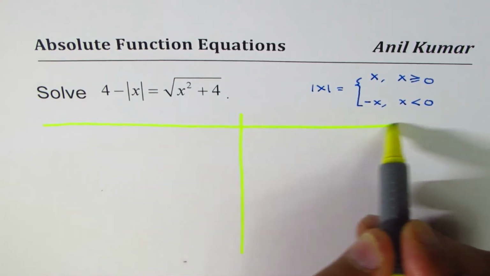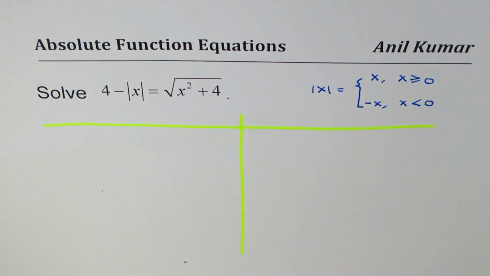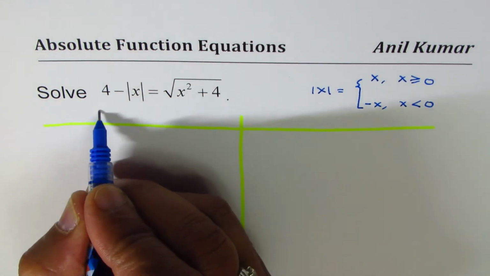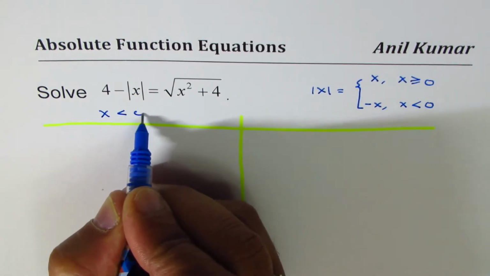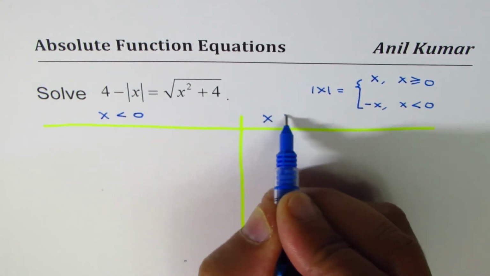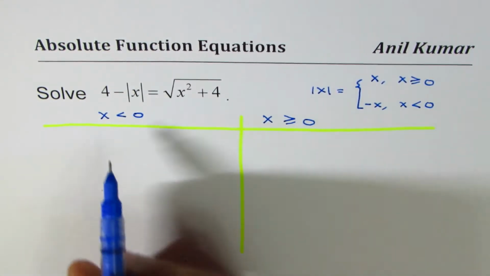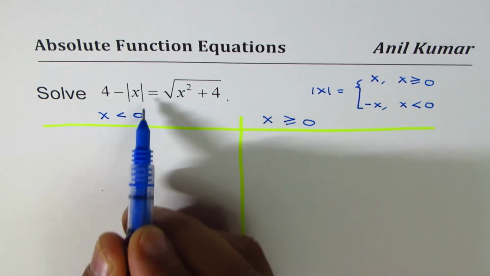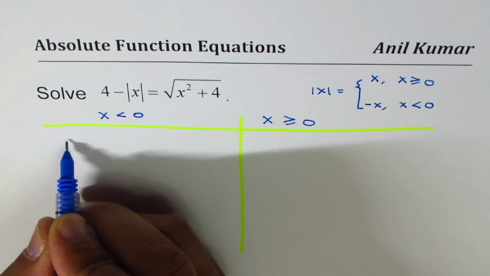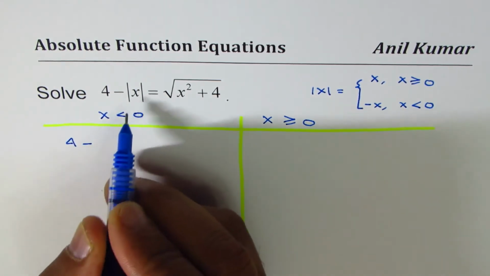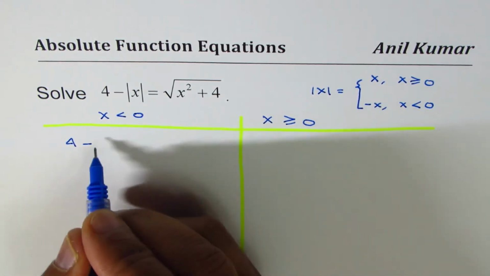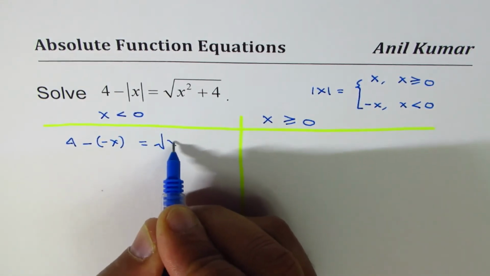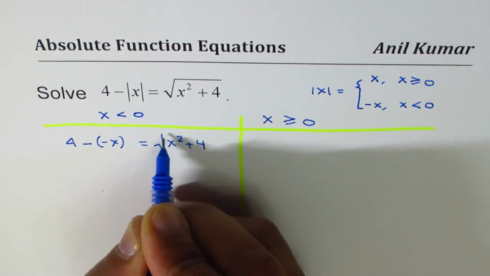Now, this is the method to solve actually. So what you do here is that you look into two different pieces. One, when x is less than 0. The other one, when x is greater than or equal to 0. Now, if x is less than 0, absolute x is minus x. So we'll replace the equation by this: 4 minus, instead of absolute x, we are going to write minus x equal to square root of x squared plus 4.